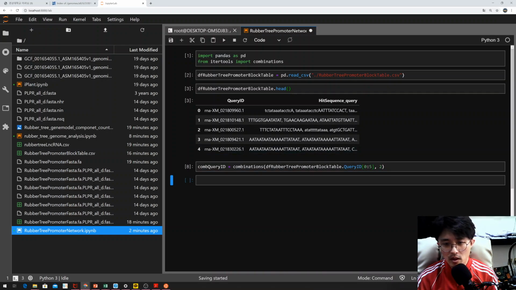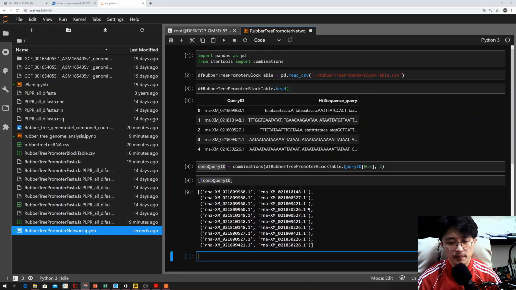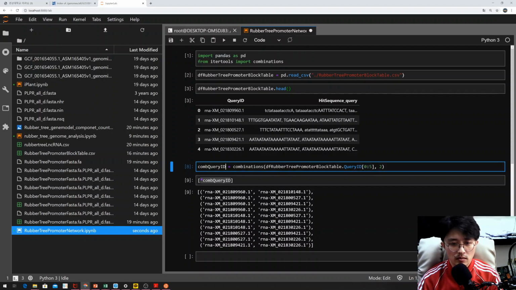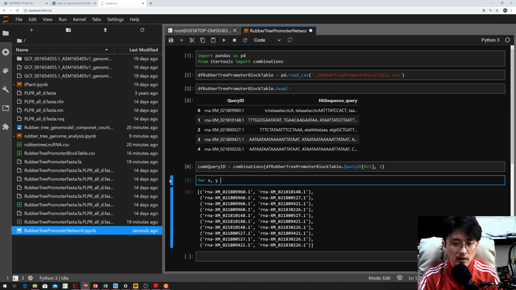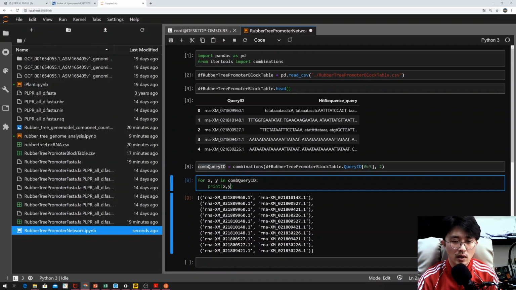So I will limit the query to the top 5. Okay, and run this again. Then you can see these combinations. All combinations are coming out from these 5. So this is how you do the combination, and this is the result of the combination. Then I can use for x and y in the iteration, print x and y, right?